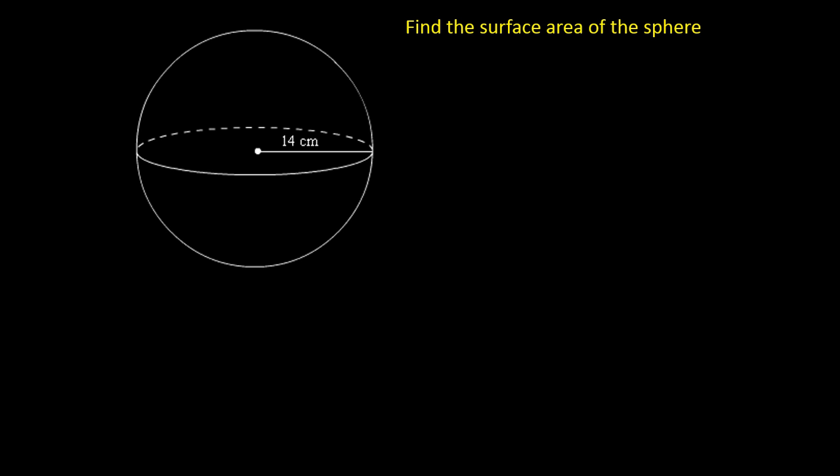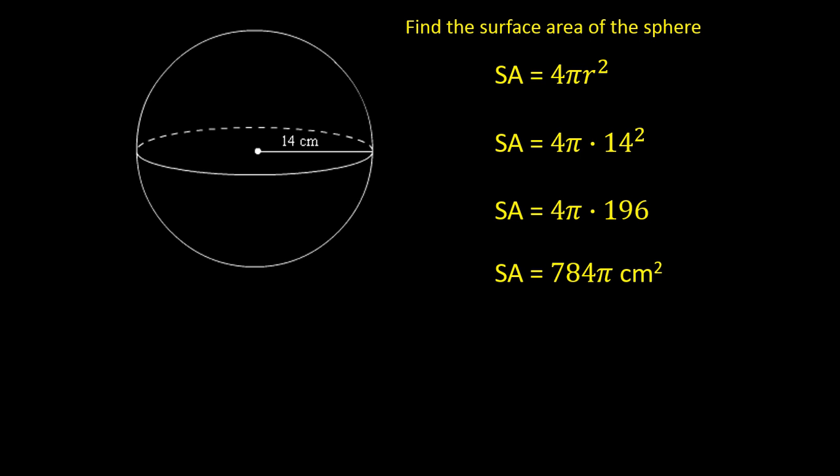So, how do we find the surface area of this sphere? Well, its radius is 14 centimeters, so this is going to be pretty simple. The surface area is 4 pi times the radius squared. That would be 4 pi times 14 squared. Now remember, you have to square before you multiply. That's order of operations. And we end up with 784 pi square centimeters. And as usual, we could substitute 3.14 for the pi to get a decimal approximation.